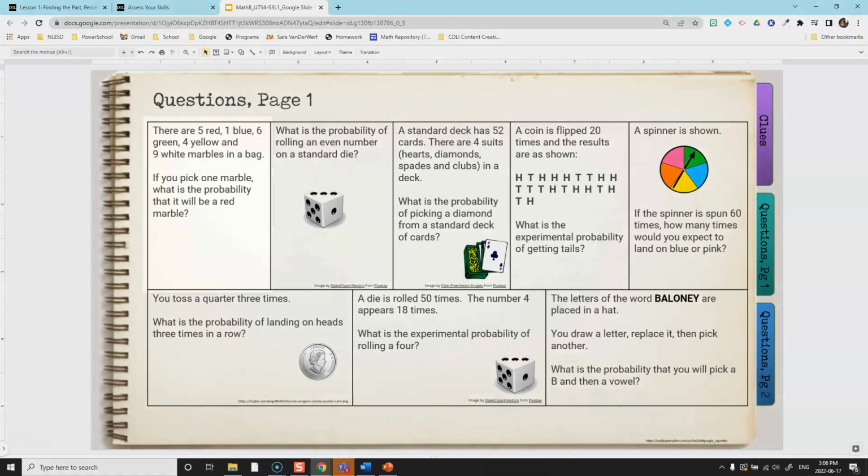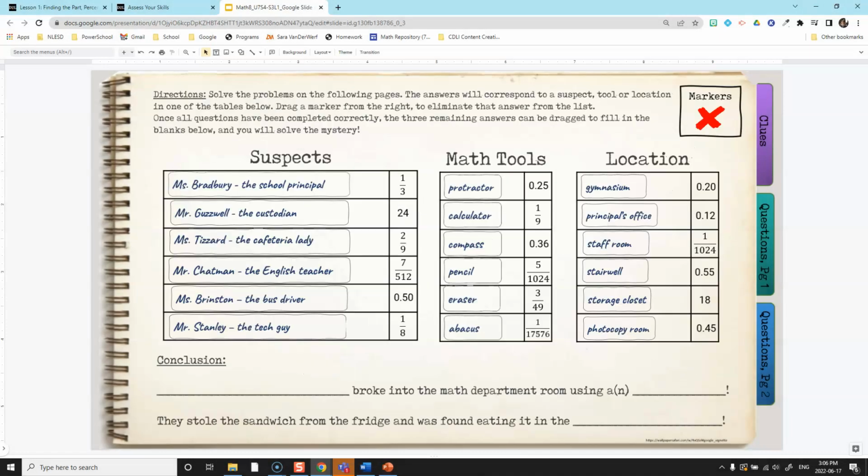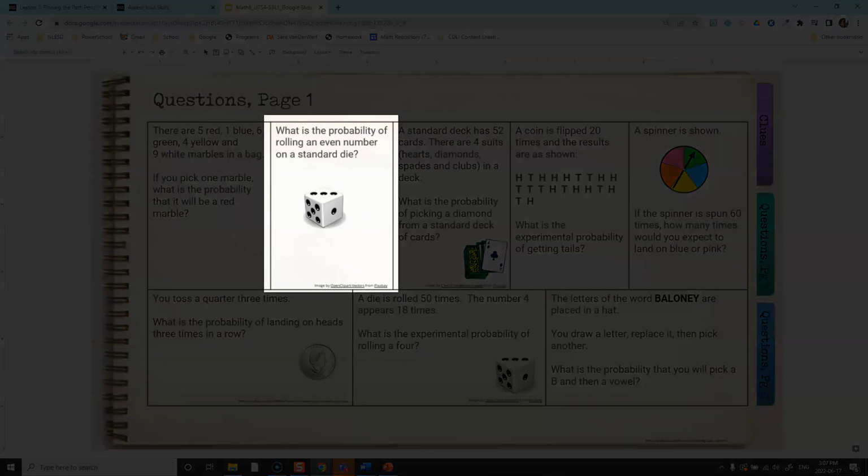So once you solve a question, so if I was to solve the first question here, I go back to the first page in my detective notebook and I find that answer in one of my tables here. So say for example, I determined that 1/9 was my answer, then I would grab a marker and I would place that over 1/9. I would go back to the questions again in the detective notebook. I would answer the next question.